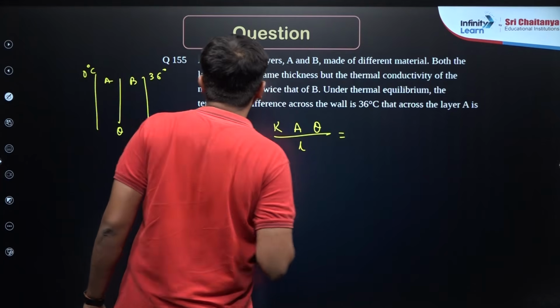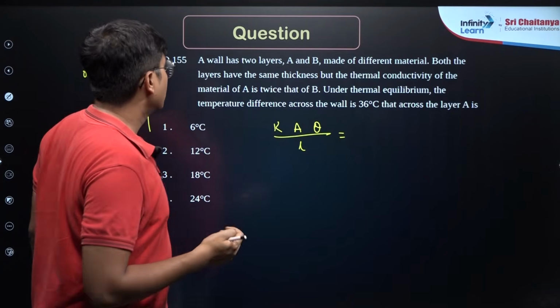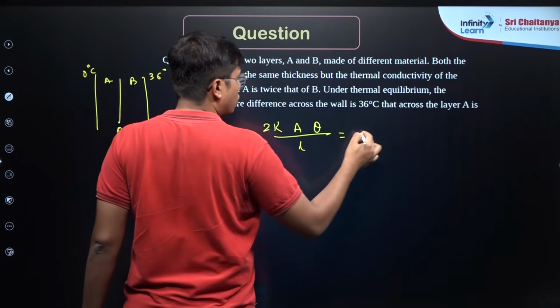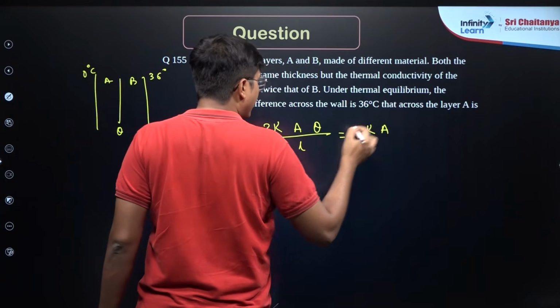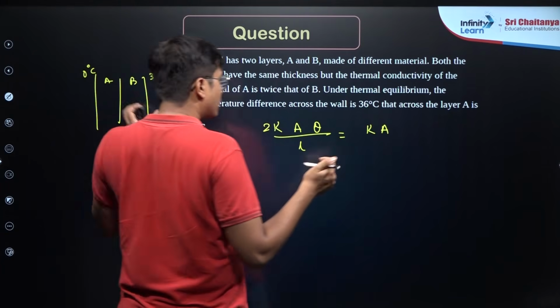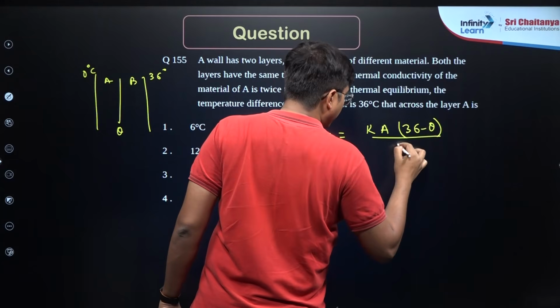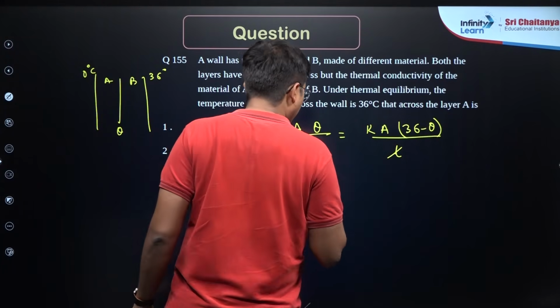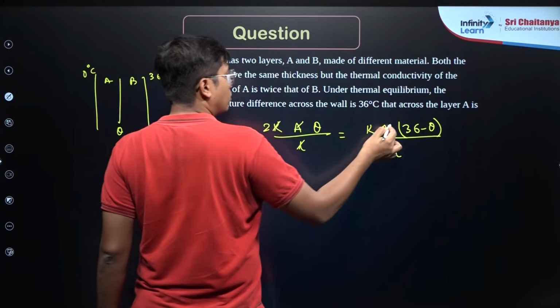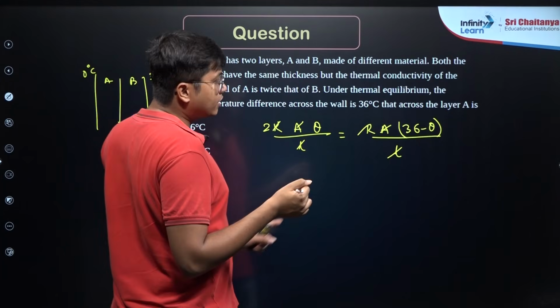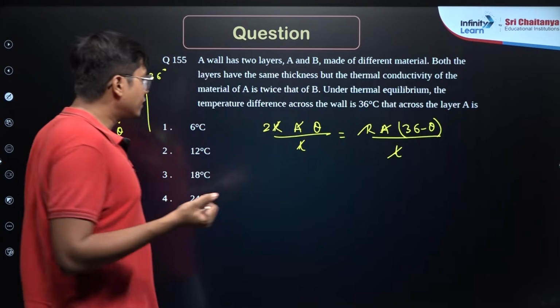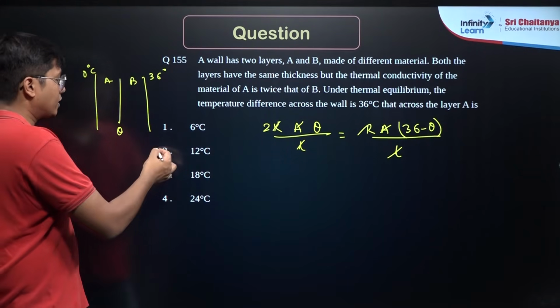That is equal to, for the second one, A is twice that of B. So this is 2K and here it would be K into the same area. But the temperature difference across that is 36 minus theta divided by the same length because the thickness is the same. This cancels out. You can solve, 2 theta is this. So 3 theta is 36. 3 theta equals 36 means theta is 12 degrees Celsius.